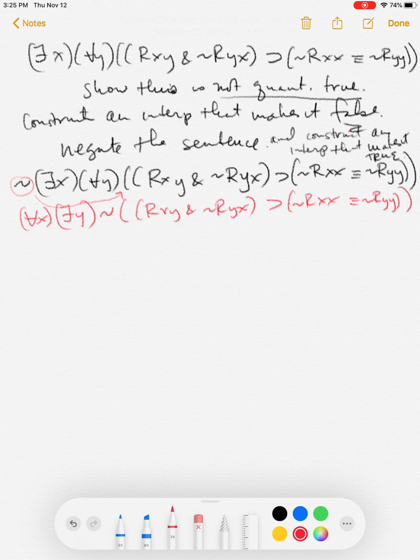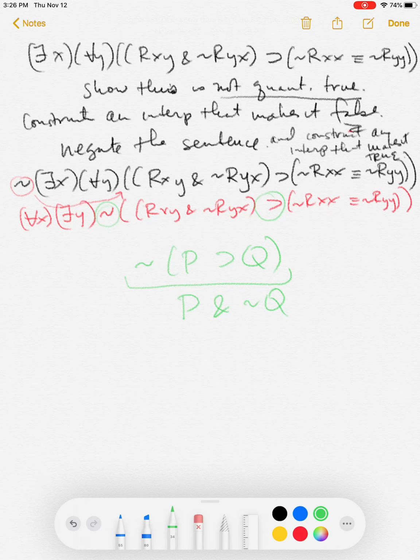Okay, so what we have here following these two quantifiers is the negation of a conditional. It has that form. Well, we know that the negation of a conditional is equivalent to the conjunction of the antecedent and the negation of the consequent. We know that back from sentential logic.